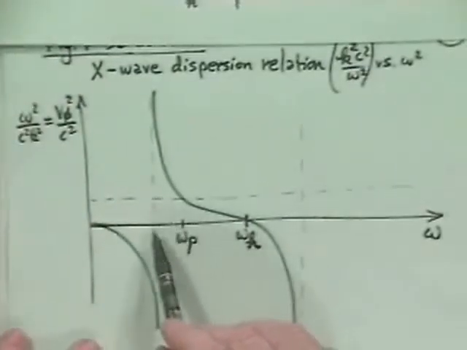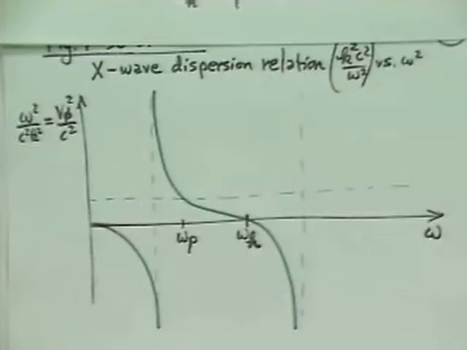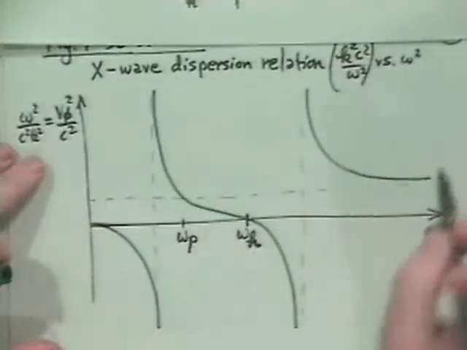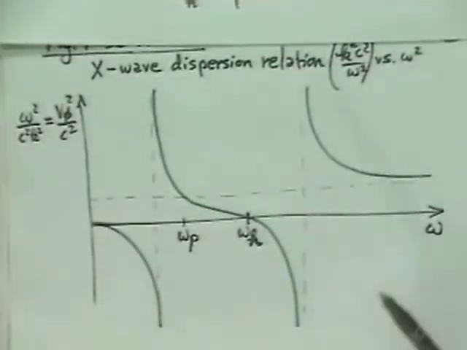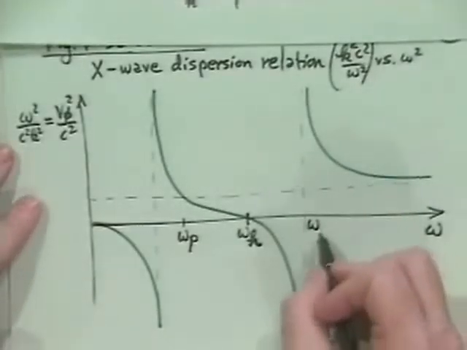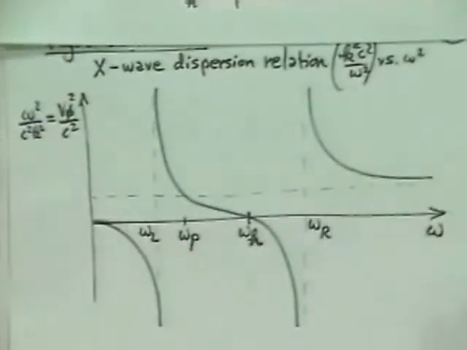And then the two singularity points here, oh, by the way, I forgot I need the other part of the diagram out here. These two singularity points that we have are what are called the right-handed cutoff and the left-handed cutoff.